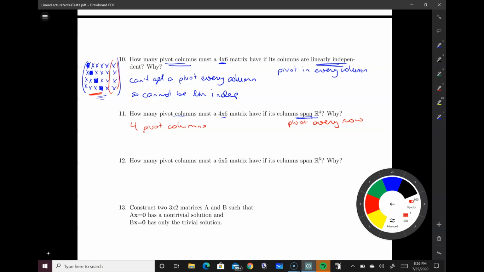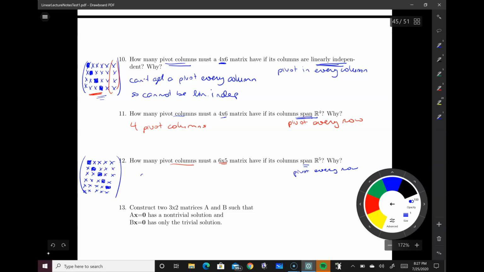All right. So how many pivot columns must a 6 by 5 matrix have? I'm going to encourage you to just draw X's so that you see the size of the matrix. So there's my 6 by 5 matrix. And again, in order to span, I want a pivot in every row. So let's see if that's possible. If I put a pivot here, a pivot here, a pivot here, a pivot here, a pivot here. Oh, I can't do it.